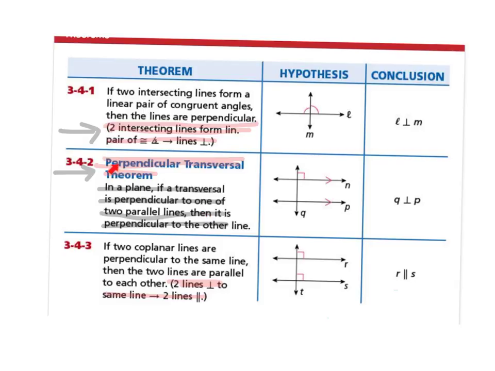In our second theorem, which actually has a name, perpendicular transversal theorem, this one says if the lines are parallel and one of the angles is a right angle, then the other one is also a right angle. So line Q is perpendicular to line P. And in the third theorem, we don't have that the lines are parallel yet, but we do know that each one is perpendicular. So now that we know that, we can prove that the lines are parallel.